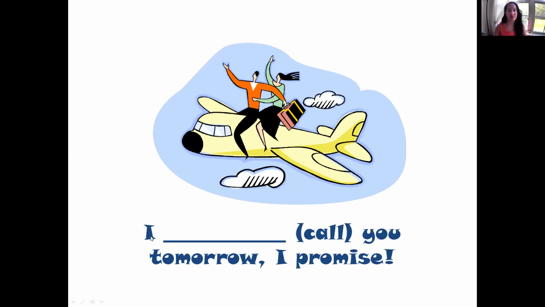So let's try this one. I blank call you tomorrow. I promise. So which future expression did you pick? Let's try again. I blank call you tomorrow. I promise. I'll call you tomorrow. I promise. Remember this contraction? We just went over it. I'll, can you repeat after me? I'll call you. Means I will. Okay?